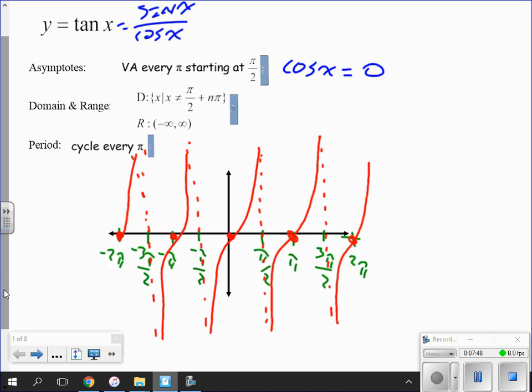Where are my asymptotes at? Where cosine is 0. Where are my zeros at? Where sine is equal to 0. If you know your sine and cosine values, it's easy to graph. Okay.